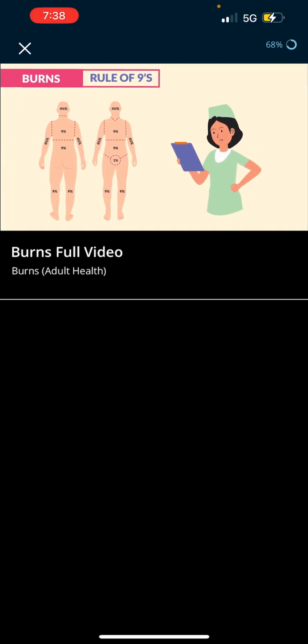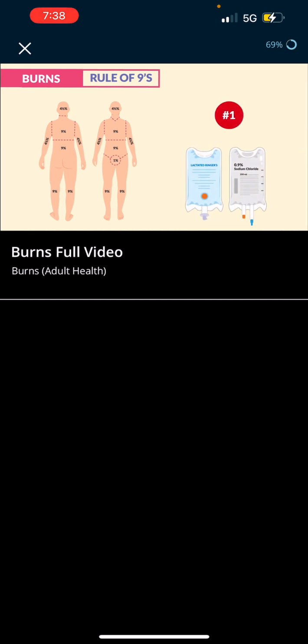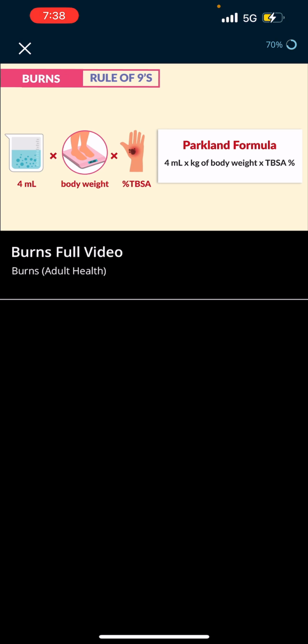Now, once the total body surface area is calculated, then the volume needed for emergency fluid resuscitation within the first 24 hours can be calculated using the Parkland formula. So write this down. We take 4 milliliters multiplied by the kilograms of body weight and the total body surface area percentage. Now, this is not commonly tested on the NCLEX, so I wouldn't freak out too much, but it may show up on your nursing school exams. So let's do a quick little example.